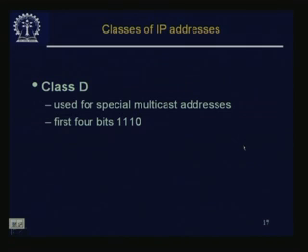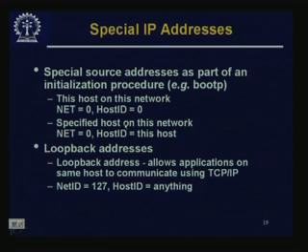Class D is used for special multicast addresses, first 4 bits is 1110. We will talk about multicasting later on in some more detail. Class E is used for experimental purposes, first 4 bits is 1111. Okay. Now, there are some special addresses.